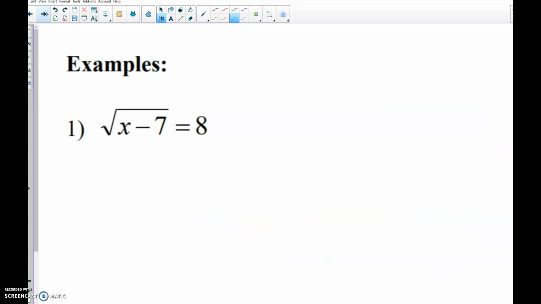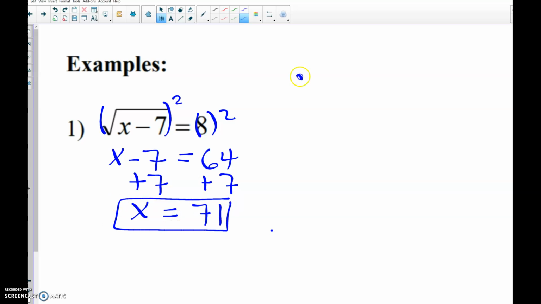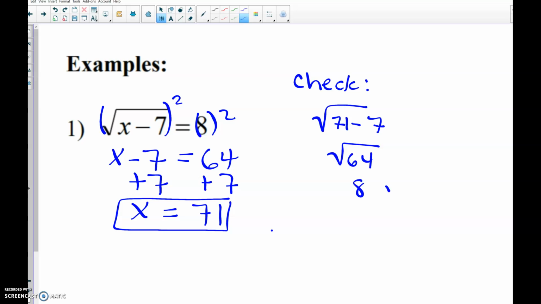All right. The square root of x minus 7 equals 8. It's a square root again. In order to solve this, we are going to square both sides. x minus 7 equals 64. Add 7 to both sides. x equals 71. Let's check. The square root of 71 minus 7, the square root of 64, and that is 8, so we are good to go.